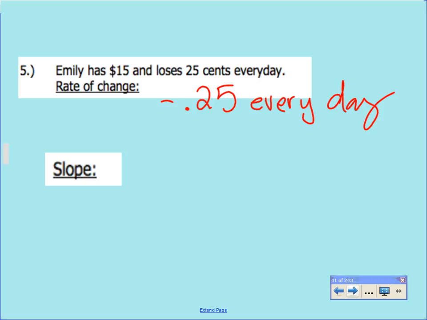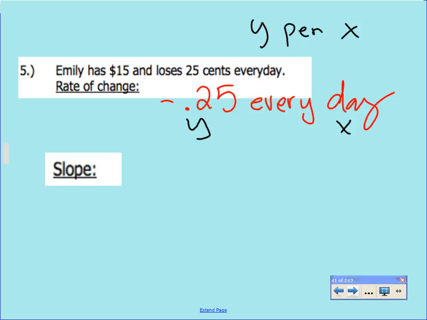Amy, where does the x and where does the y go on this one? Remember, it's always y per x. Any of those keywords that means per, every, each. That's the order it goes. Y is the money, and x is day. Okay, be careful on that.